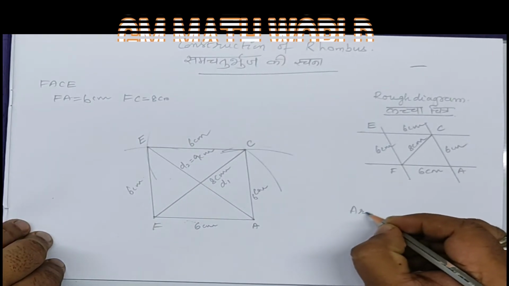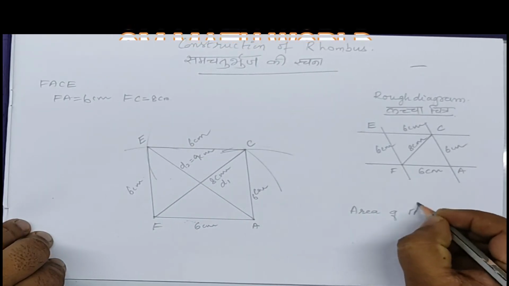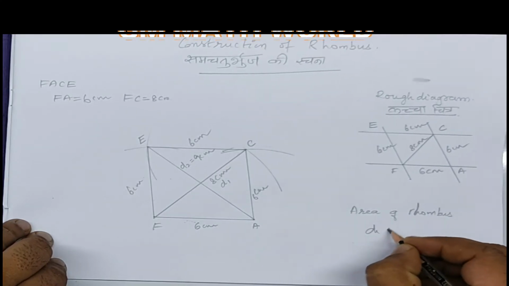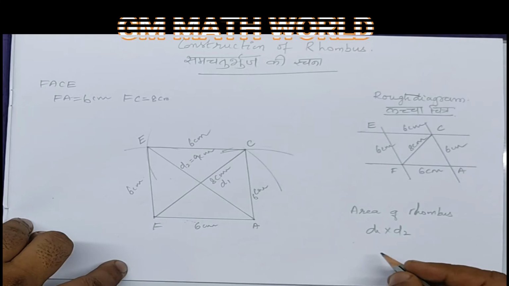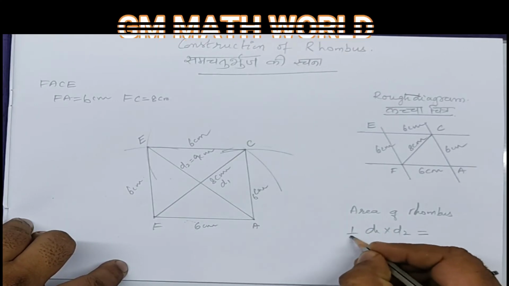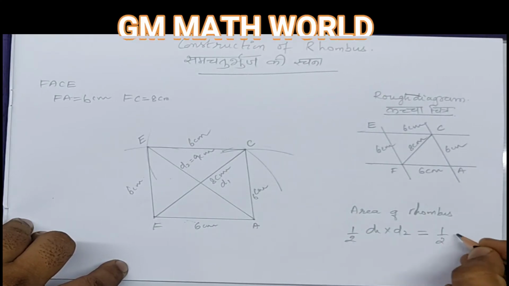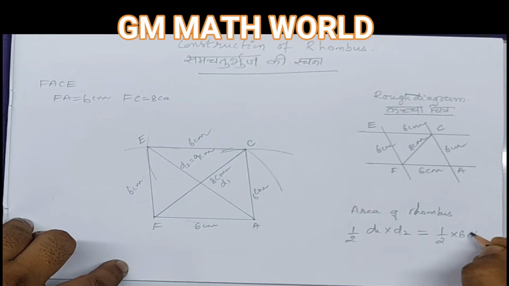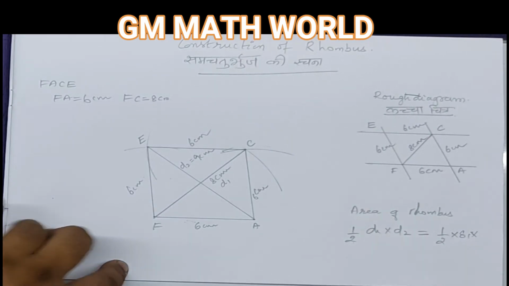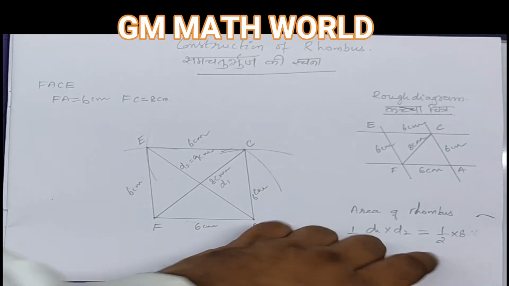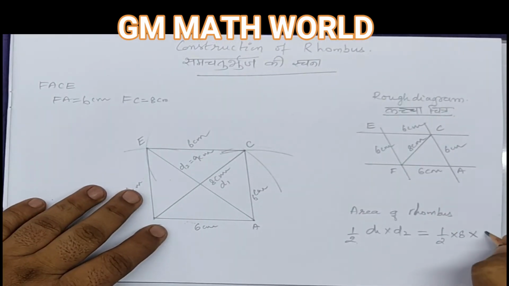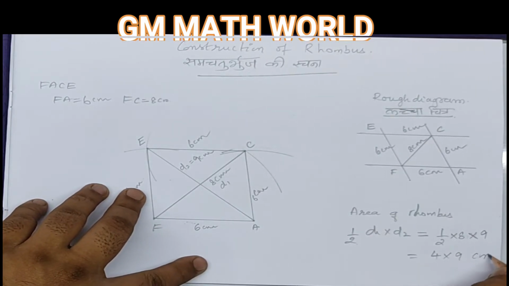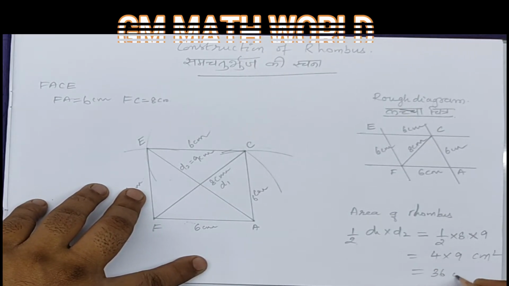Now to find the area of rhombus, remember the formula: half into D1 into D2 centimeter square. Half into 9 into 8 centimeter square. Half of 8 is 4 centimeter. 4 into 9 is 36 centimeter square, which is the area of the rhombus.